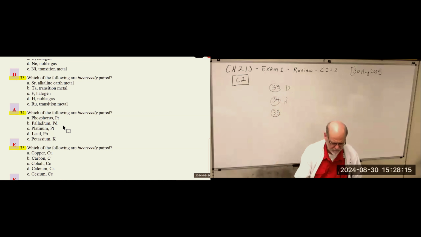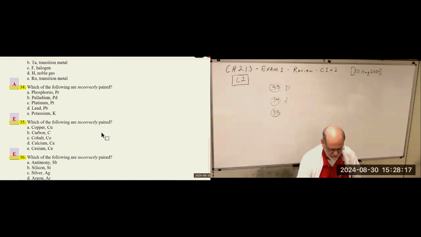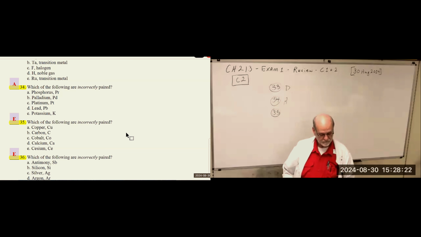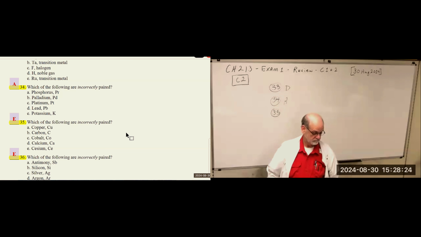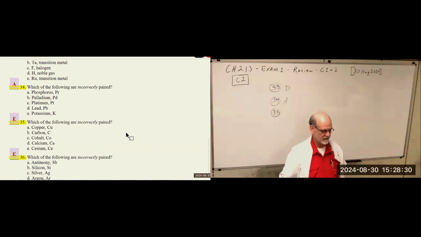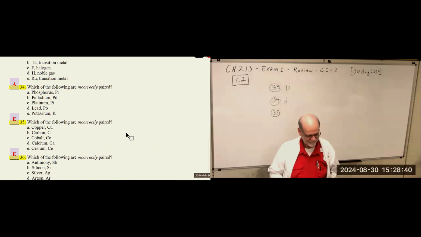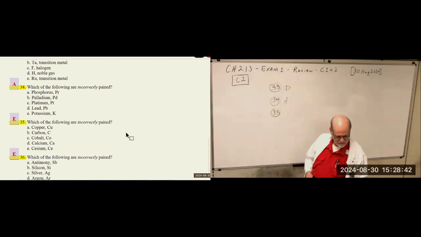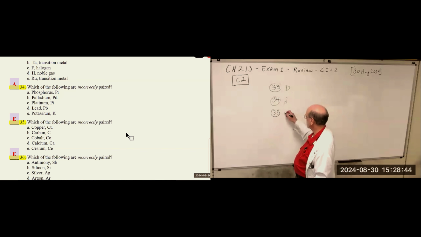We're doing 35. Which of the following is incorrectly paired? Cu for copper, yep. C for carbon, yep. Co for cobalt, yep. Ca for calcium. Cesium is not Ce. Ce is cerium. Cesium is Cs. It's an alkali metal below potassium and rubidium. So that's the wrong one. E is the wrong one.